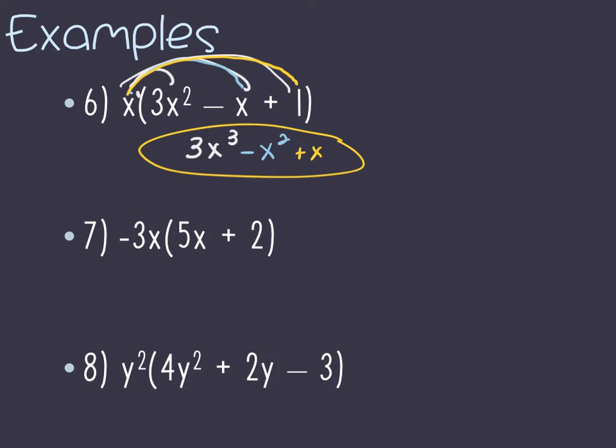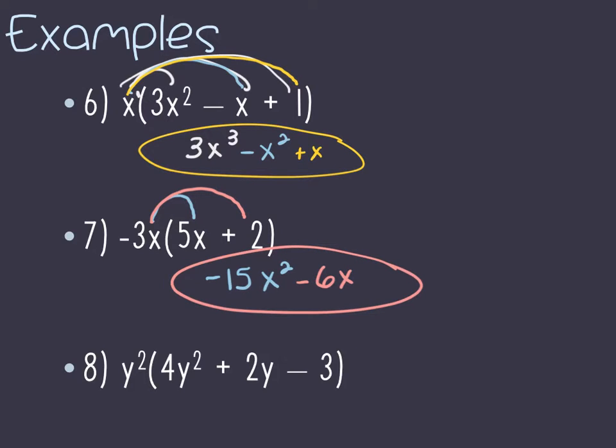Up next, negative 3x times 5x plus 2. The negative 3x gets distributed. So I do negative 3 times 5, which is negative 15. x times x is x squared. And then I do negative 3x times positive 2, which becomes negative 6x. Again, no like terms. So that's how my answer stays.